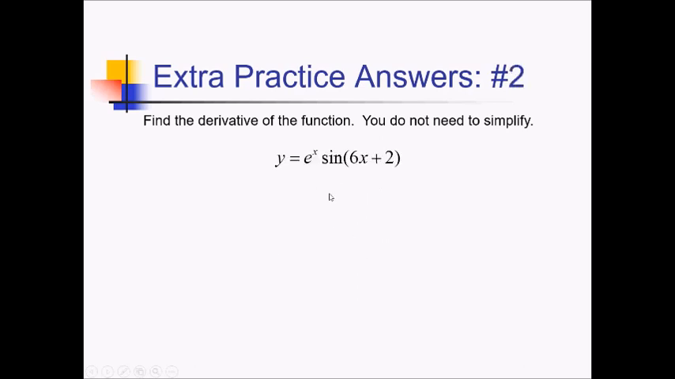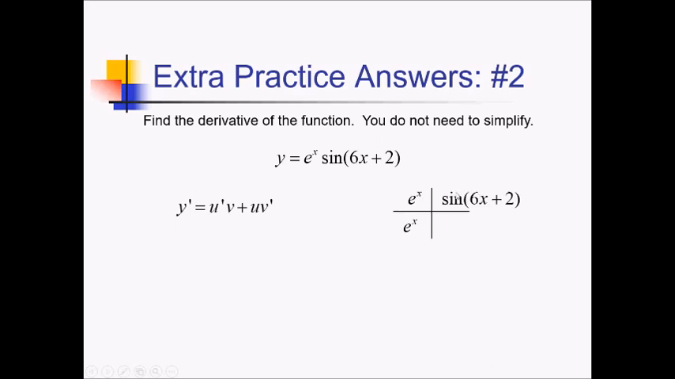On this one, I'm going to have to use the product rule to take the derivative. So I have u prime v plus uv prime. Let me use the box and ribbon to organize all that. So I have my two factors, e to the x and sine of 6x plus 2, and their derivatives, which are e to the x.